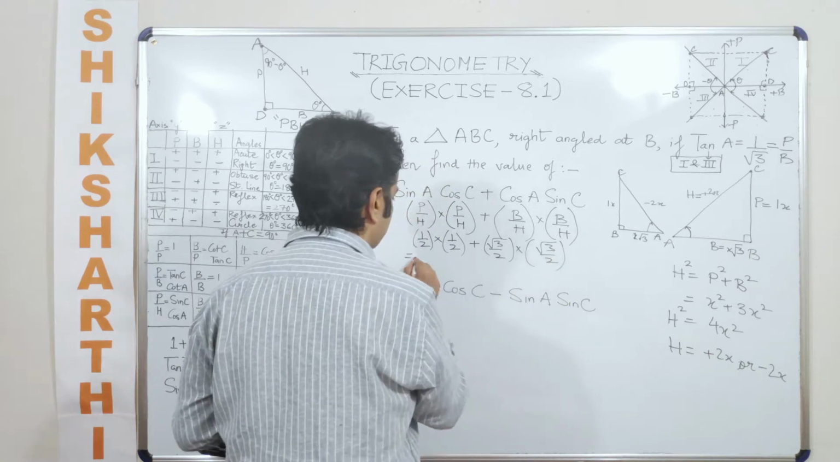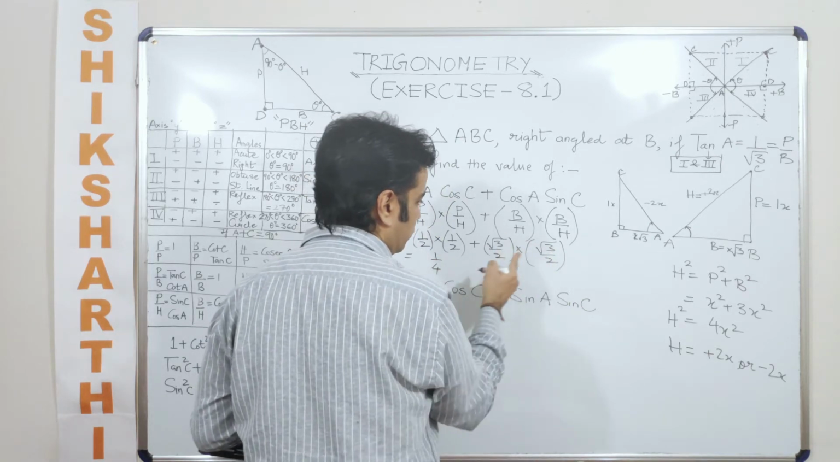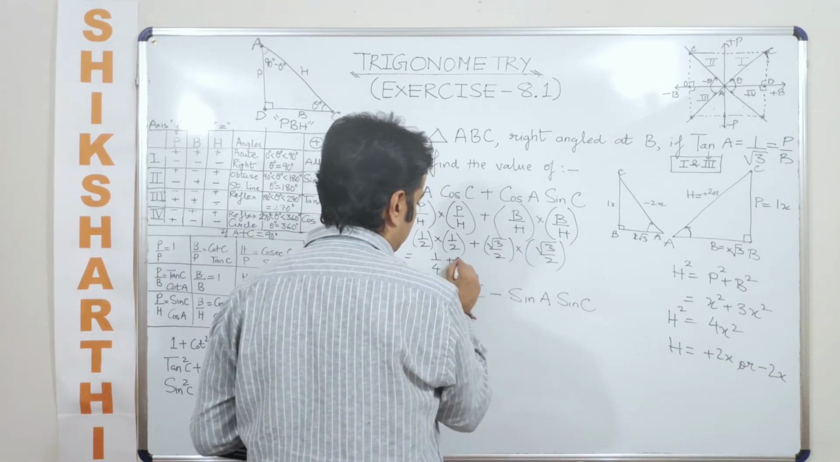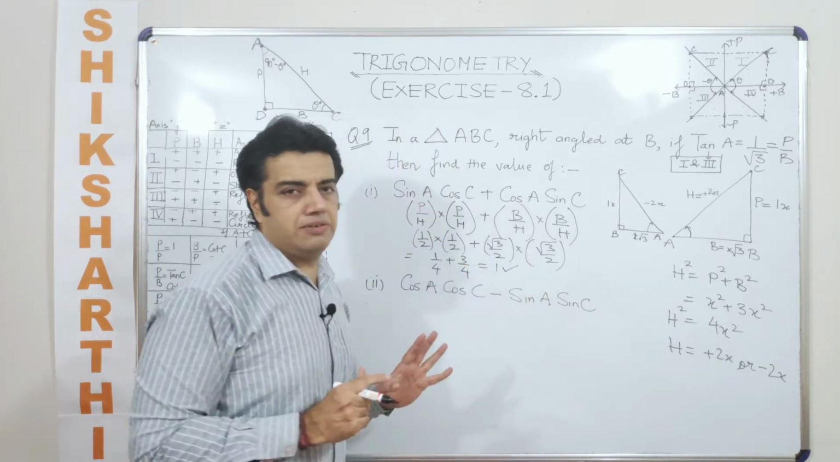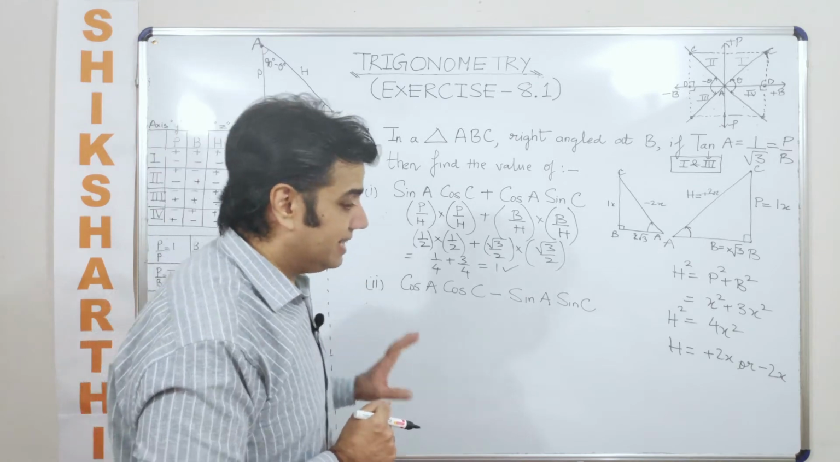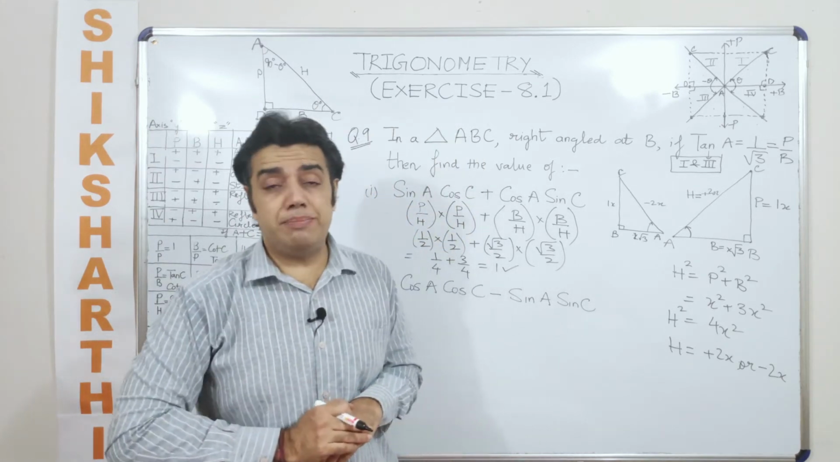So we get this value as 1 by 4, and root 3 into root 3 is 3, which is equal to 1. This is the basic way of solving it. Having said this, what is the best way?